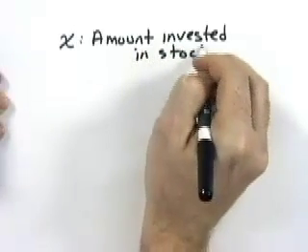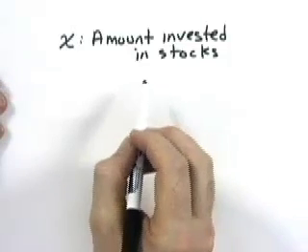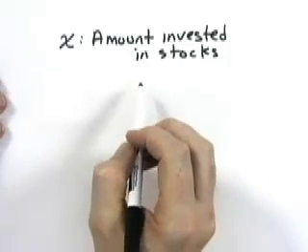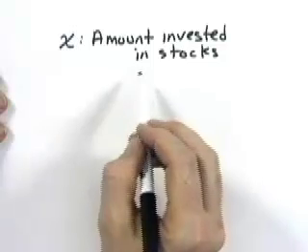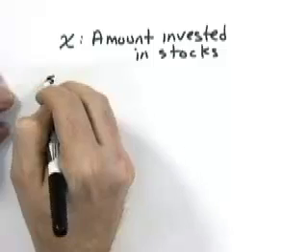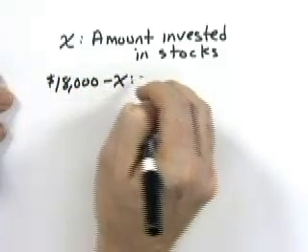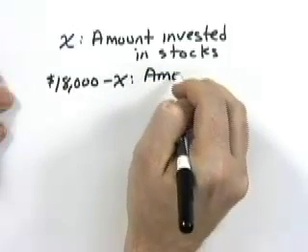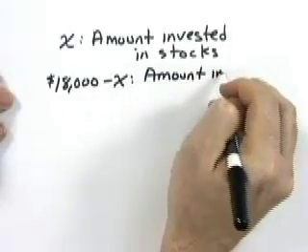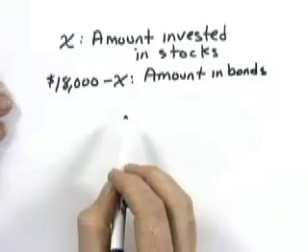Now, how much is going to be invested in bonds? Well, to figure out the amount invested in bonds, we recognize that a total of $18,000 is being invested. So if X of that is being invested in stocks, the remainder, or 18,000 minus X, is the amount invested in bonds. So we'll just say 18,000 minus X is the amount in bonds.